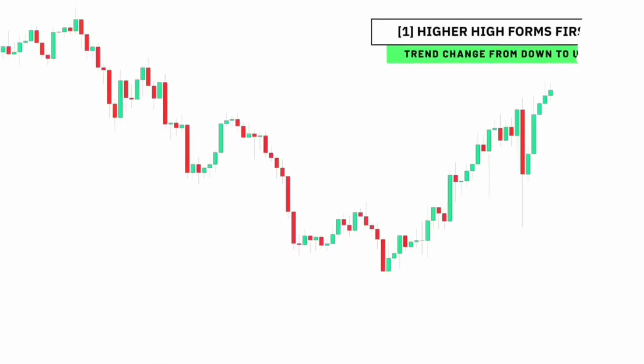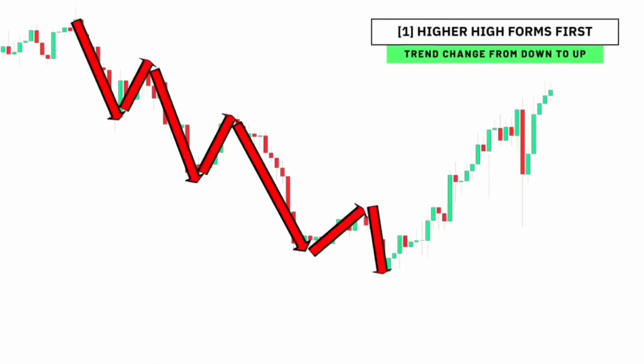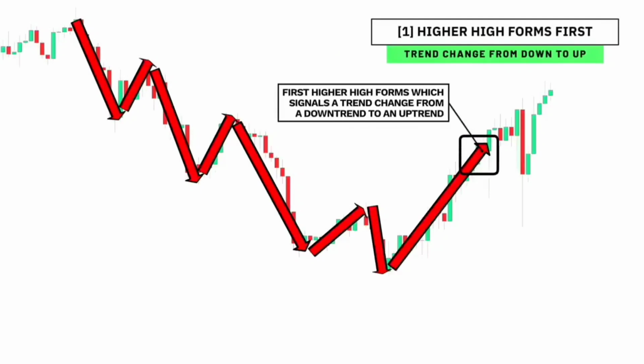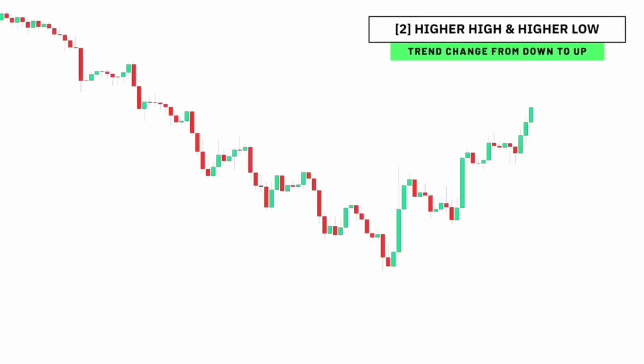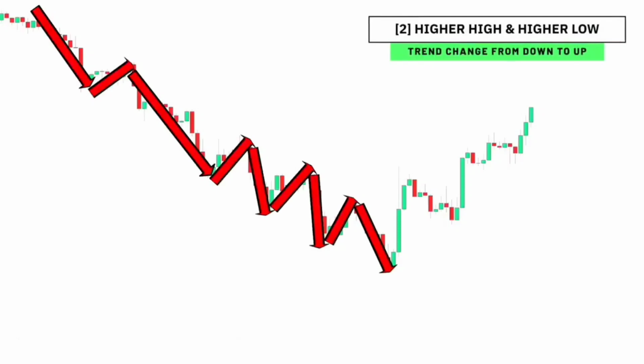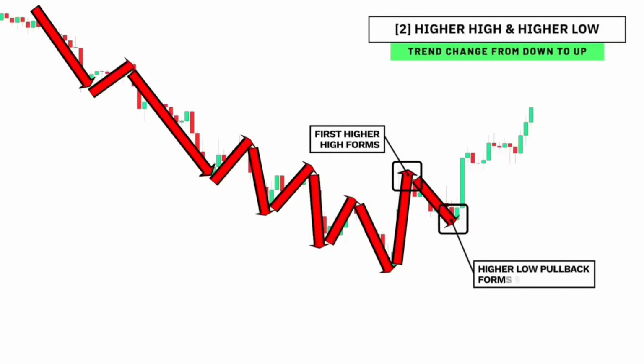So now, how do you identify a trend changing from a downtrend to an uptrend? Type 1: you have a moving downtrend making lower highs and lower lows before a higher high forms, signaling a trend change from a downtrend to an uptrend. Type 2: you have your moving downtrend making lower highs and lower lows before a higher high forms, followed by a higher low pullback before the final breakout and higher high.